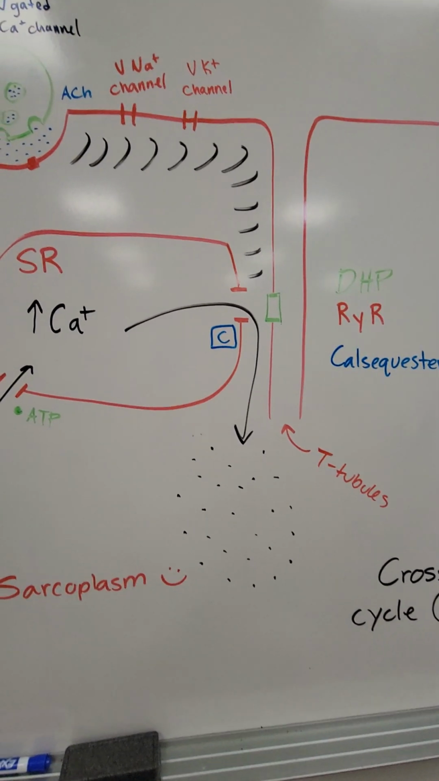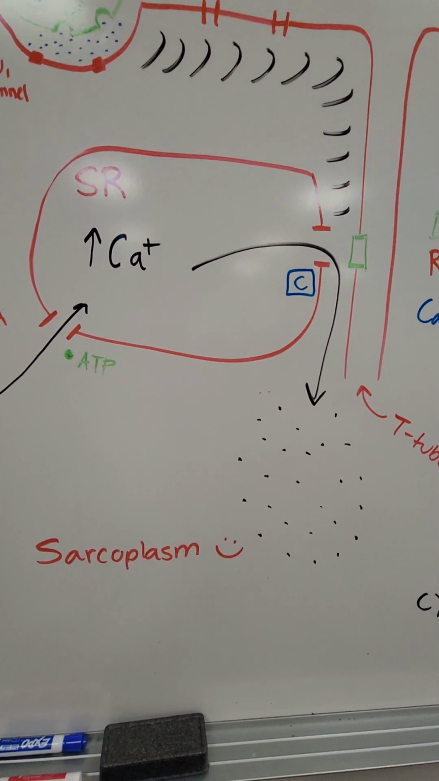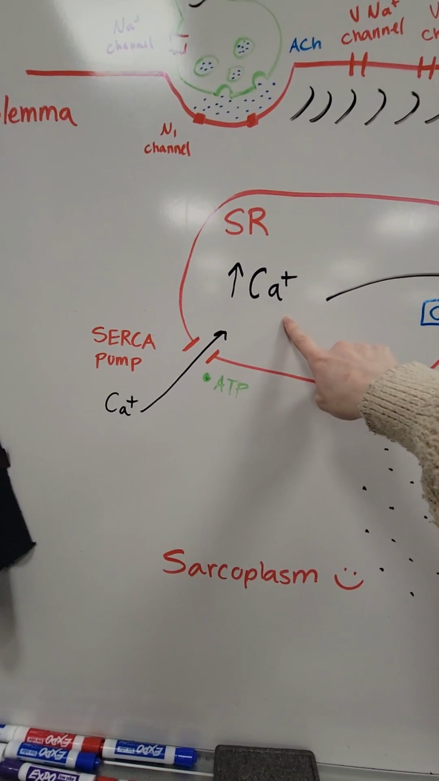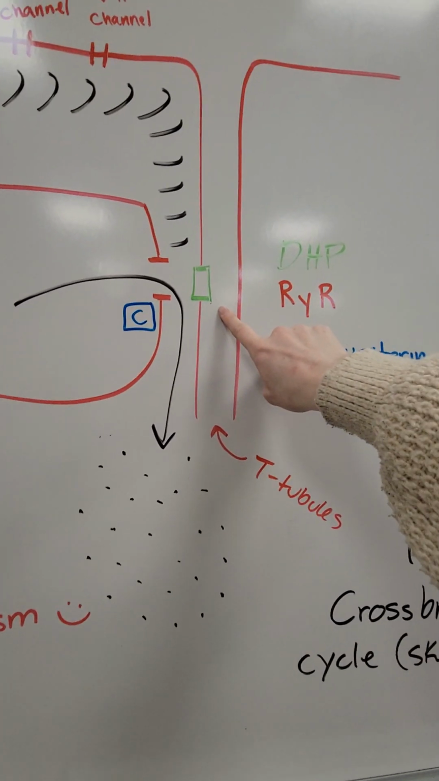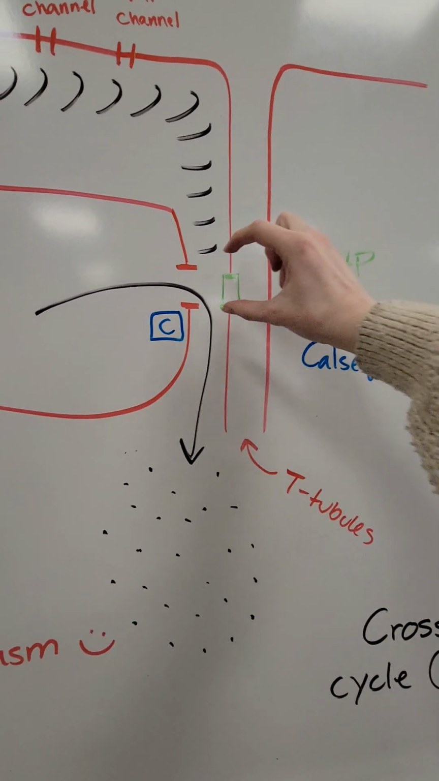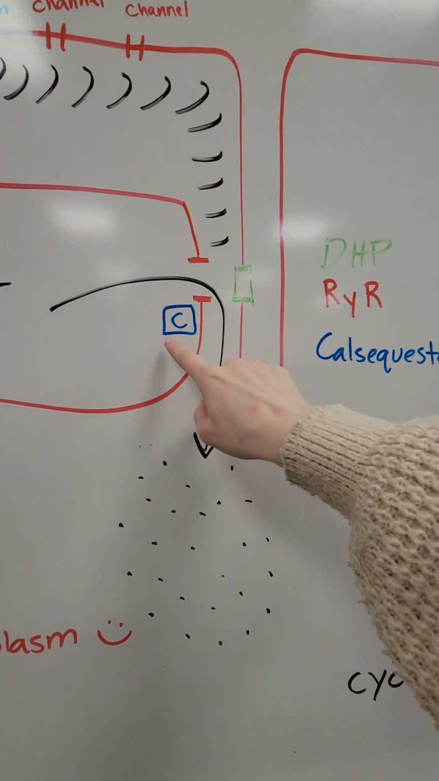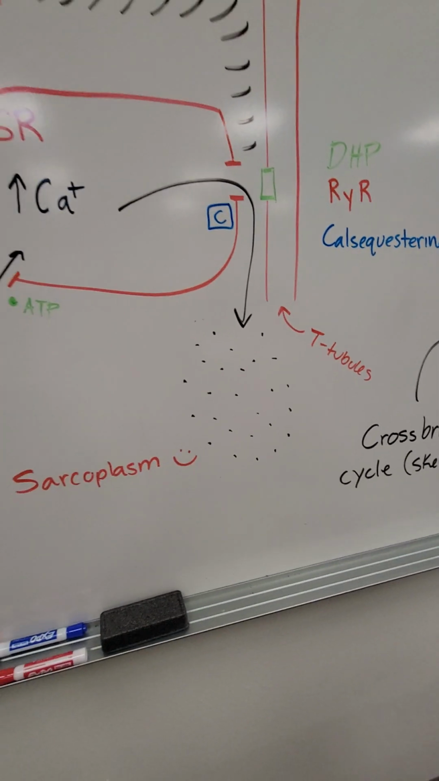It'll come down to here where our SR is, which is our sarcoplasmic reticulum. And the sarcoplasmic reticulum has a high concentration of calcium. And our energy comes down. This green square here that I have drawn is our DHP. And then this little red spot right here is our ryanodine. And then here, this little blue square with the C is our calsequestrin. I hope I spelled that right.